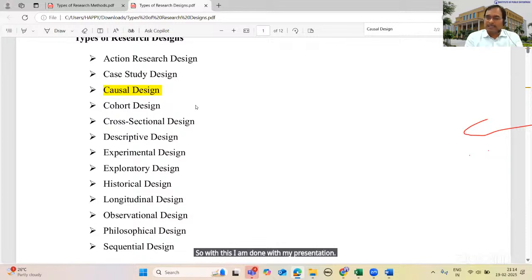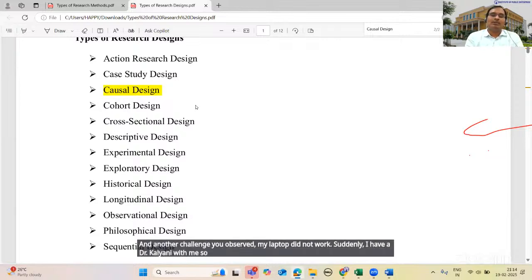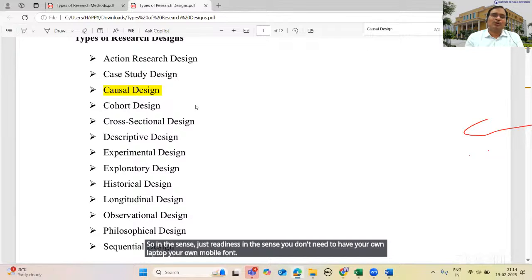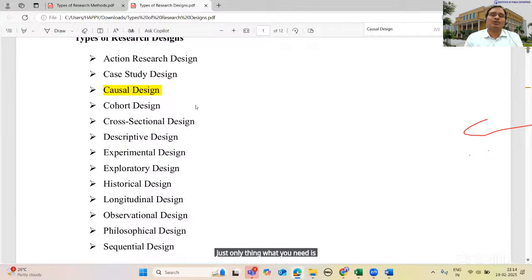And another challenge you observed: my laptop did not work. Suddenly, I had Dr. Kalyani with me, so I used her laptop. In the sense of readiness, you don't need to have your own laptop or your own mobile phone. The only thing you need is to know what tools you are using.